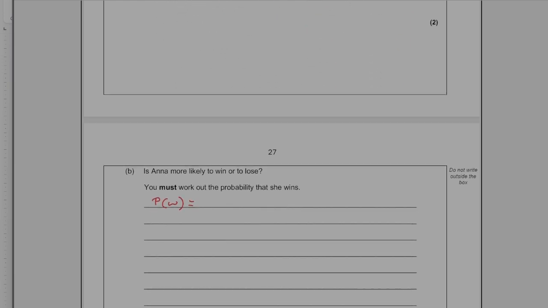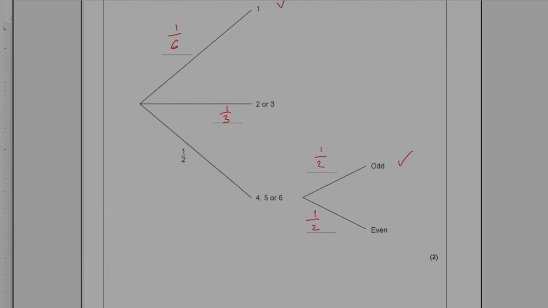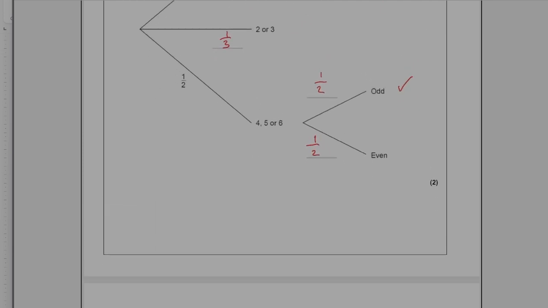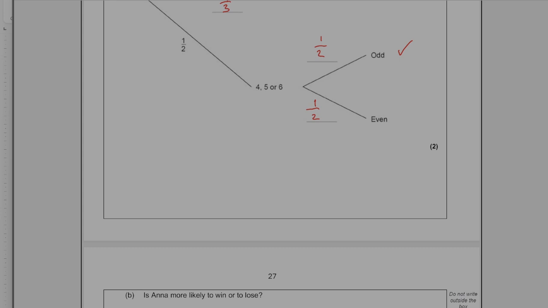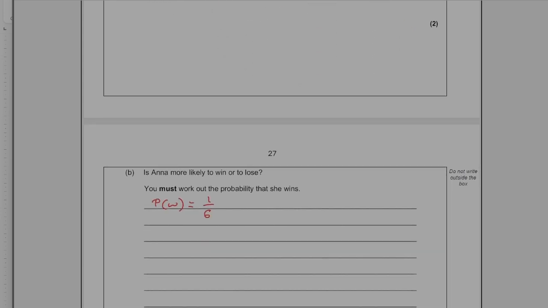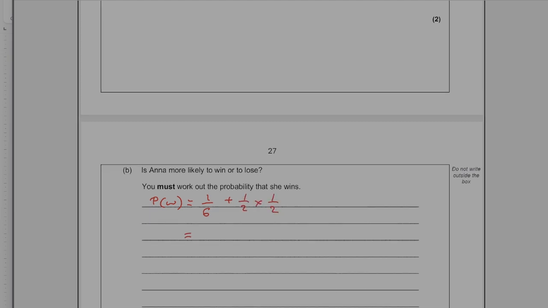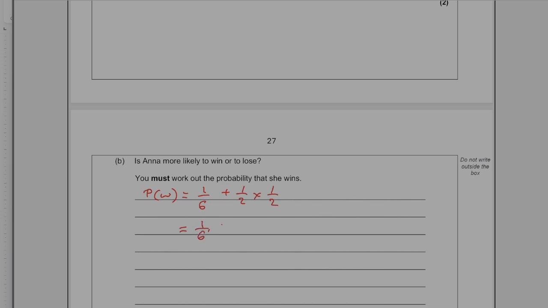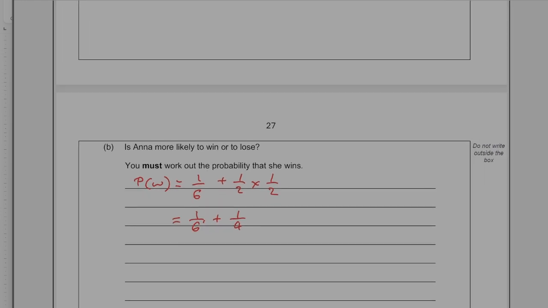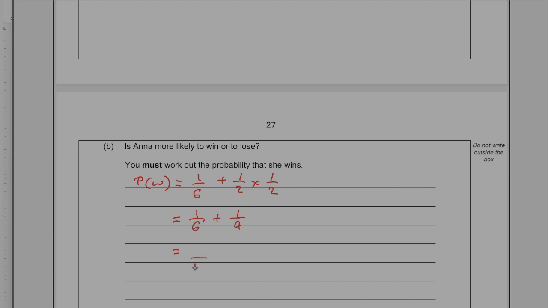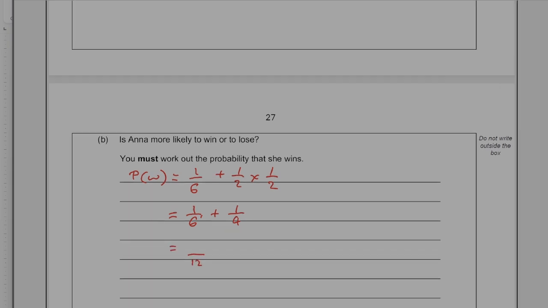So the probability that she wins is going to be 1/6. That's the probability that she rolls a 1 the first time, plus the probability that she rolls a 4, 5 or a 6, followed by an odd number, which will be a half times by a half. So that's going to give us 1/6 plus 1/4. So if we want to add these together, we need them over the same denominator. So I'm going to make the denominators both 12 because that's the lowest common multiple of 6 and 4.